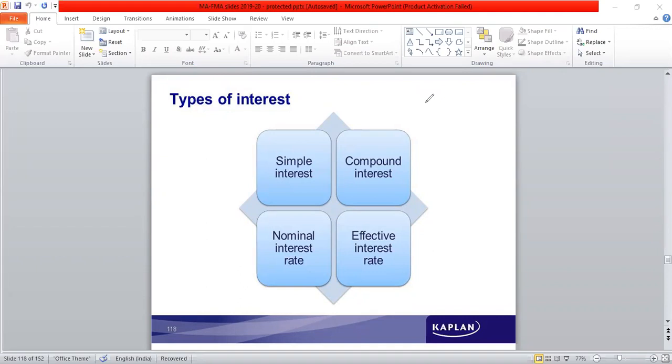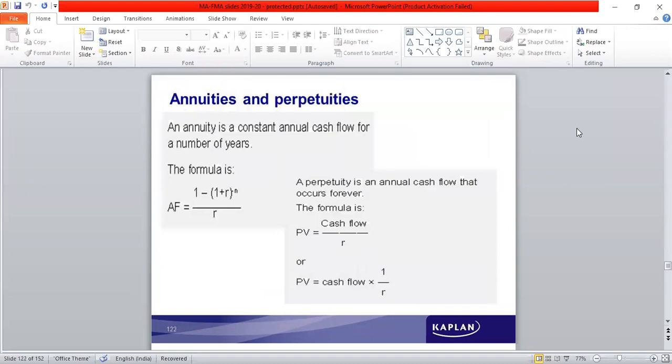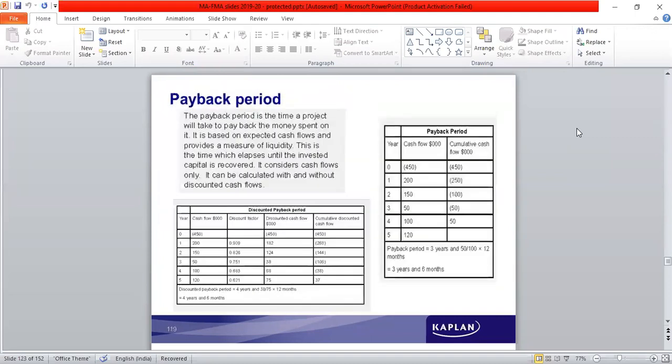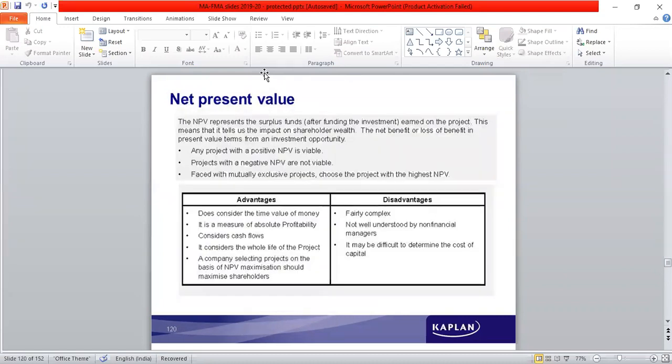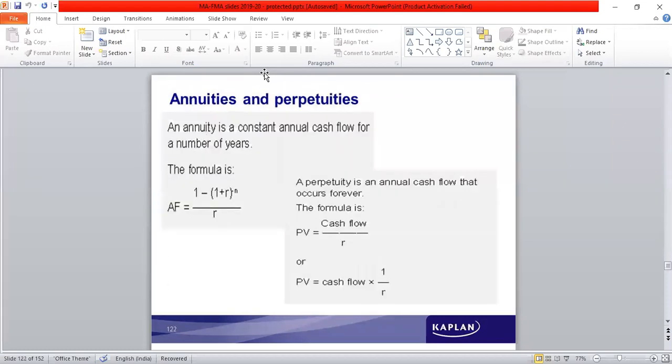So whatever is the interest rate at which the cash flows have to be discounted. The techniques which are there for us: the first one is payback period, the second one is net present value, the third one is internal rate of return. Then we have the concept of annuities and perpetuities. Annuities and perpetuities, I will explain to you the meaning of it.